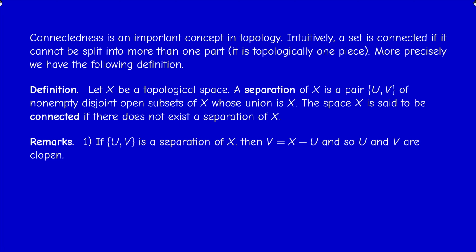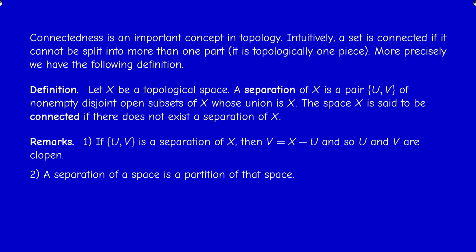Now, 2 remarks before we give examples as usual. If U, V is a separation of X, then U and V are complements of each other. So, therefore, if U is open, then V is closed. And since V is open, then U is closed as well. So both U and V are closed and open at the same time. We say that they are clopen. This does not happen in any topological space.